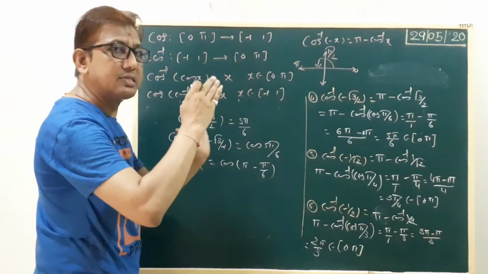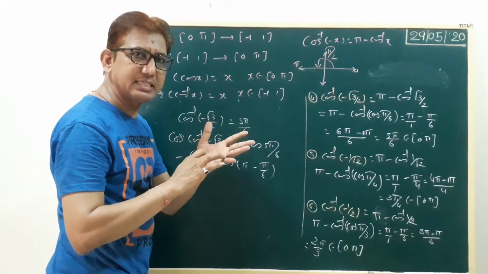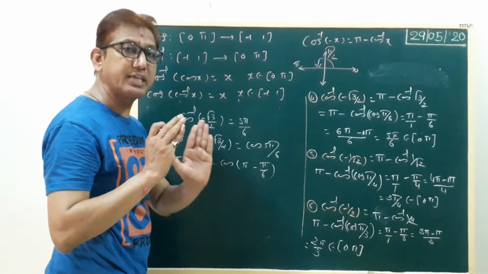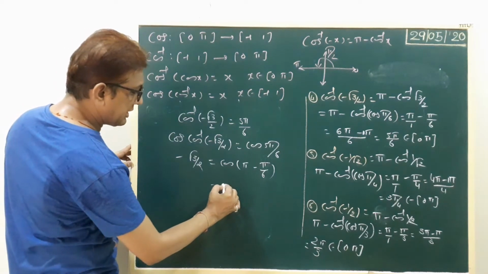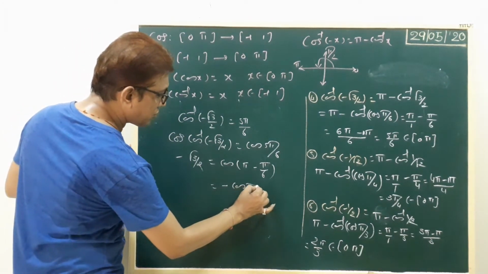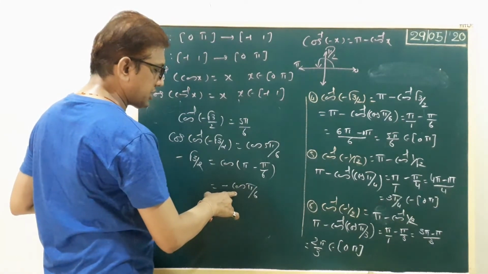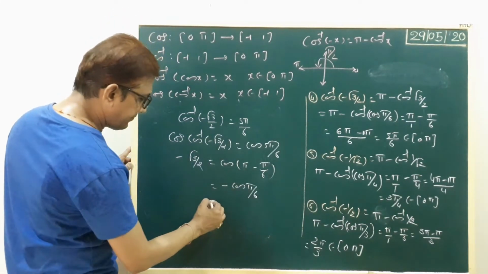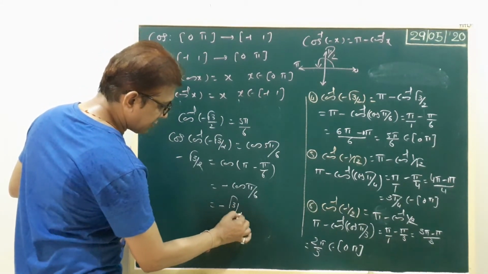Which quadrant? Second quadrant. By the rules of ASTC in the second quadrant, sine is positive, cosec is positive, but cos is negative. So here the answer is negative. So minus cos pi by 6. Because the function is pi minus, do not change the function here. Okay? Minus cos 30, so the answer is minus root 3 by 2.